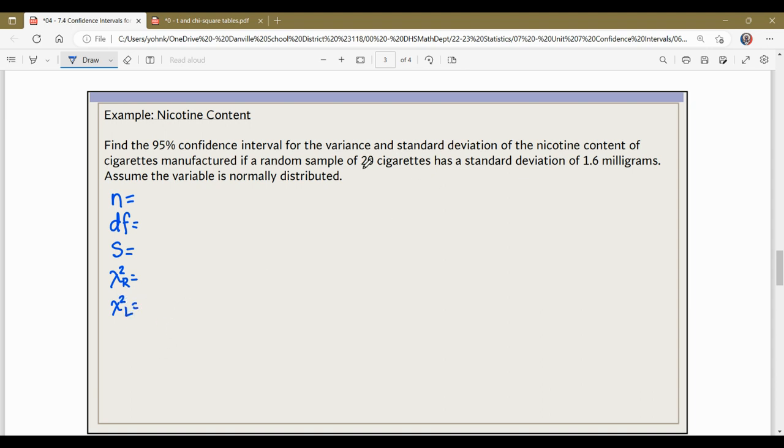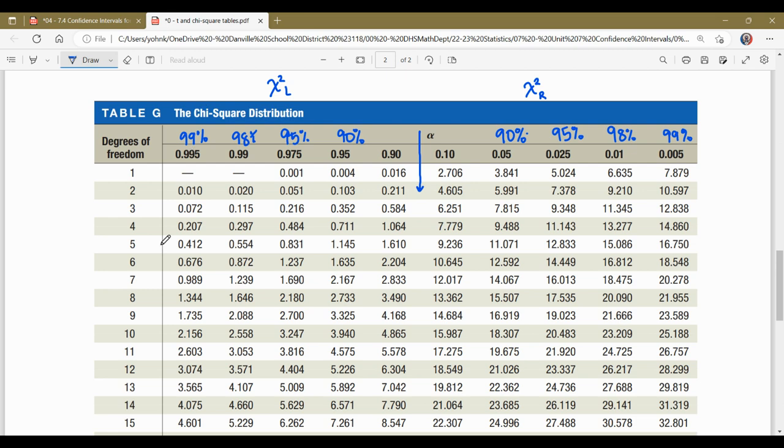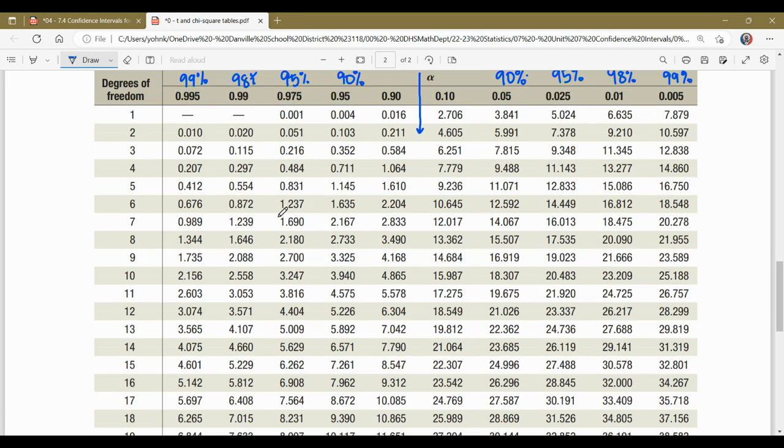So from our problem, our sample size is 20, which means our degree of freedom is 19. If I look in the problem, I also see that I have a sample standard deviation of 1.6. Now, in order to get the chi-square right and left values, I need to grab the 95% from the problem and my degree of freedom of 19. So I'm going to find degree of freedom of 19 and 95%.